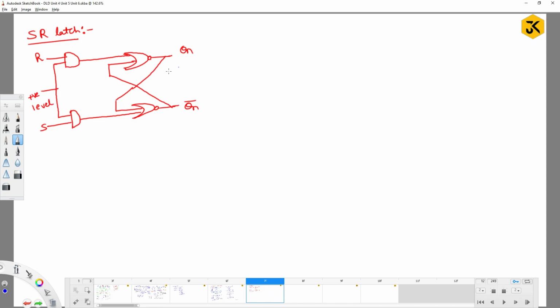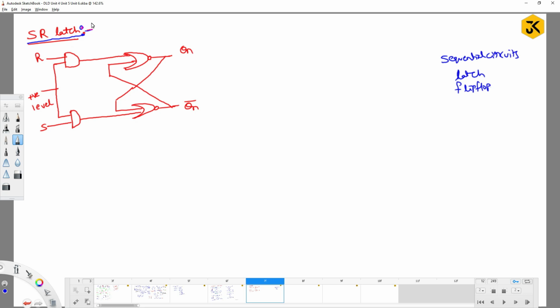Guys, in the previous session we saw the meaning of sequential circuits, and also what we mean by a latch and what we mean by a flip flop. Now we'll define one more latch called the SR latch. Any kind of latch or flip flop can be constructed either using NOR gates or with the help of NAND gates.